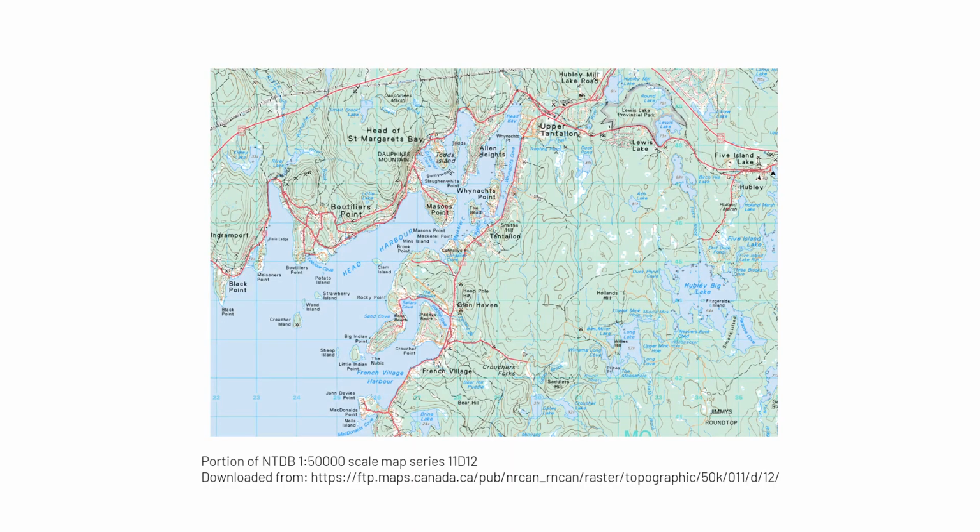Here's an example of a piece of a topographic map. This map comes from the National Topographic Database. It's a 1 to 50,000 scale map. And this one is 11D12, which is of the Halifax area. So again, this is only a small portion of it, but you're able to see the roads, the contours, the place names. It's what many people would consider to be a base map.